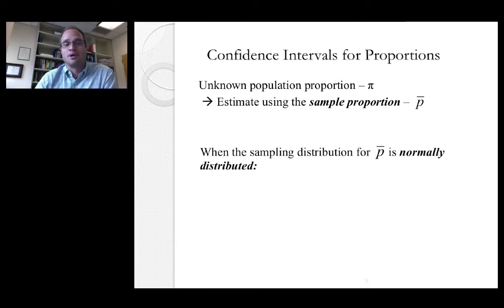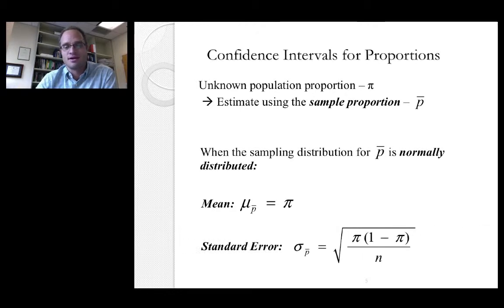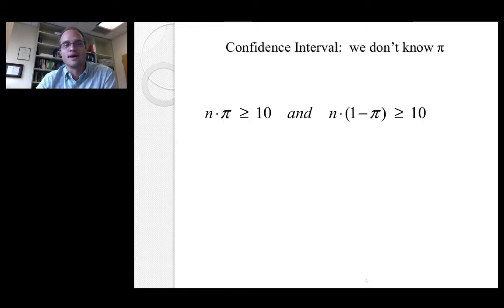When the sampling distribution for p bar is normally distributed, and in the next slide we'll remind you of what those conditions are to approximate a binomial distribution as normal, the mean of that distribution is equal to the population parameter. That means it's an unbiased estimator of the unknown parameter value. And the standard error follows the following formula. We'll notice that the standard error of the sampling distribution contains this population value pi, which of course we're not going to know. And so on the next slide we'll discuss how we're going to deal with that.